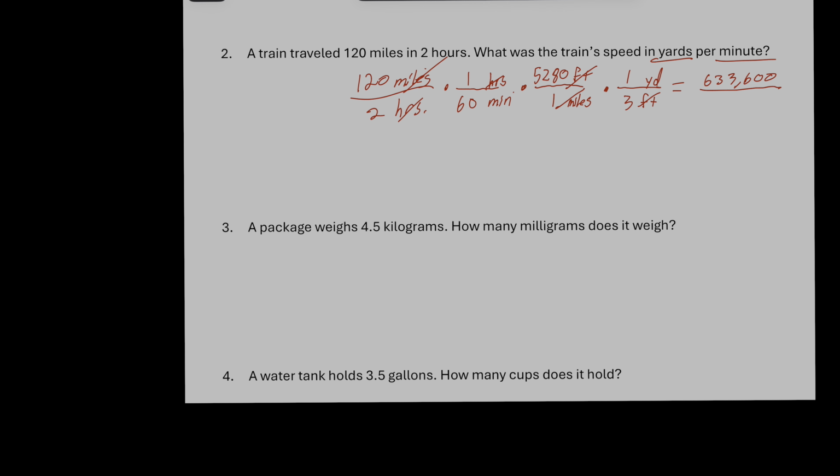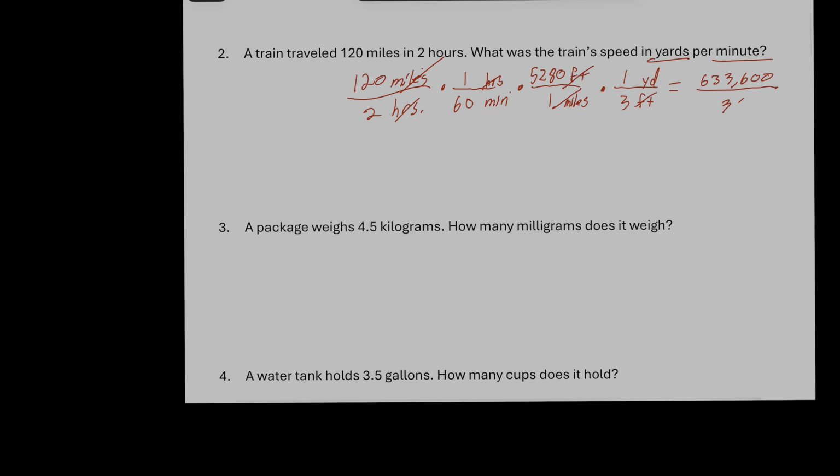Okay, 2 times 60 times 3, the bottom, would give me 360. And when you put it in, 633,600, and you divide that by 360, what do you get? You get 1,760 yards per minute. Boom, boom, boom, boom.